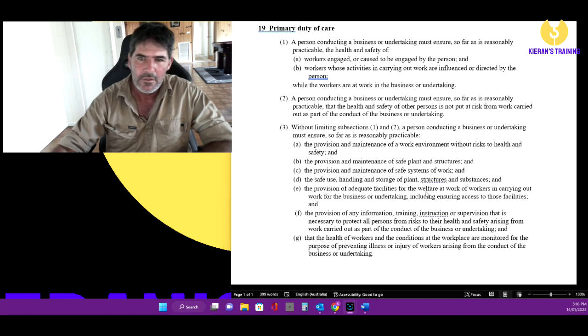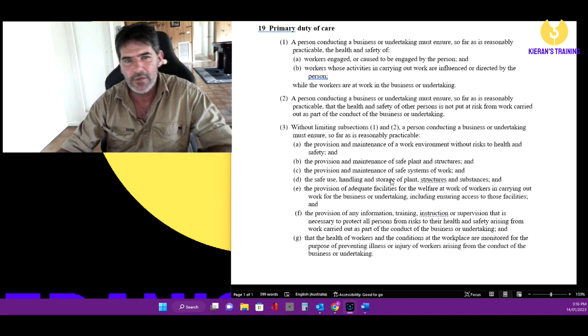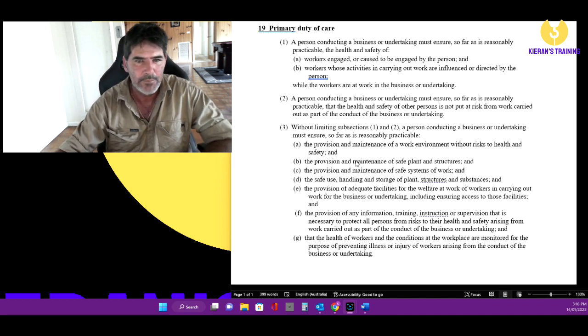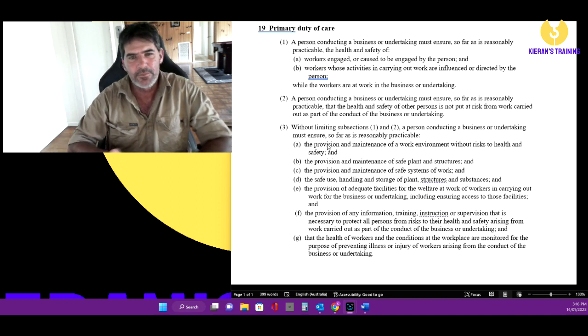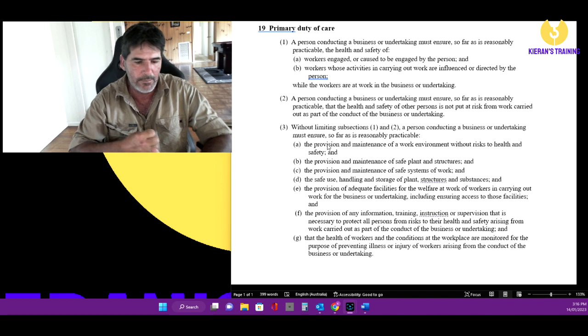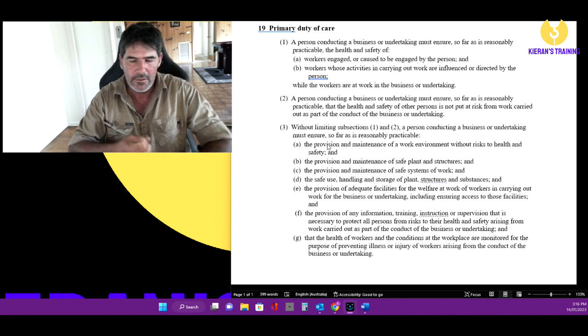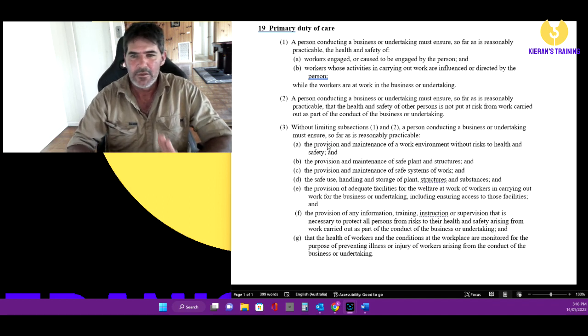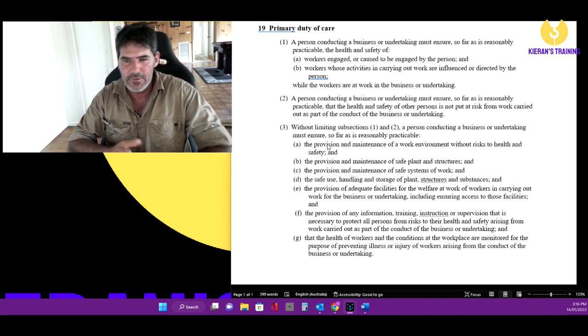Okay, so that's just a basic rundown of the employer's duty of care. Alright, so to put it simply, the employer's duty of care: he's got to maintain a safe workplace. He must provide safe systems of work. He's got to maintain plant and equipment. He's got to provide adequate facilities.